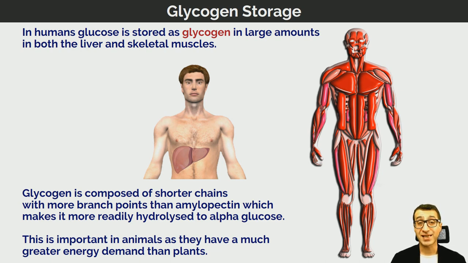Now, this is particularly important in animals because they have a much greater metabolic requirement. Their muscles and their nervous systems and various other parts of their bodies typically have a much higher energy requirement. And so it's important that this storage molecule that contains the glucose required for respiration and metabolism needs to be readily broken down quickly to form large amounts of available glucose.